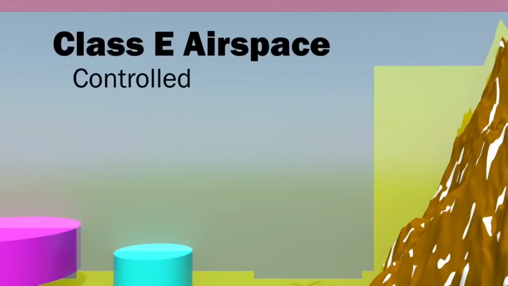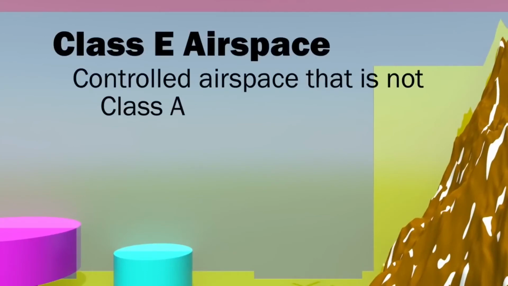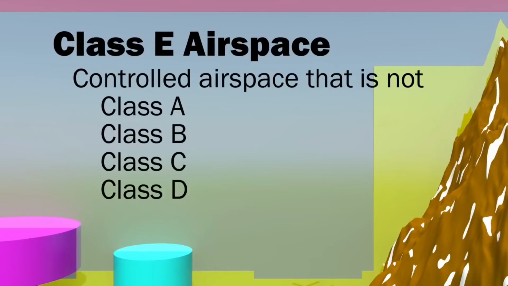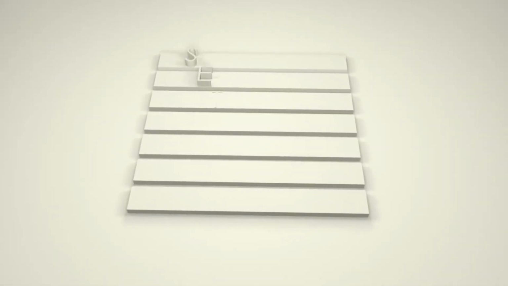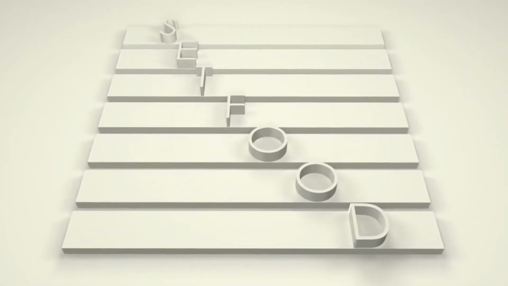Class E, or Echo airspace, is defined as controlled airspace that is not Class A, B, C, or D, and is one of the largest parts of the national airspace system. Since this may seem like a vague definition, we can split the airspace up into 7 unique types or locations. To remember them all, we'll use the acronym SETFOOD.